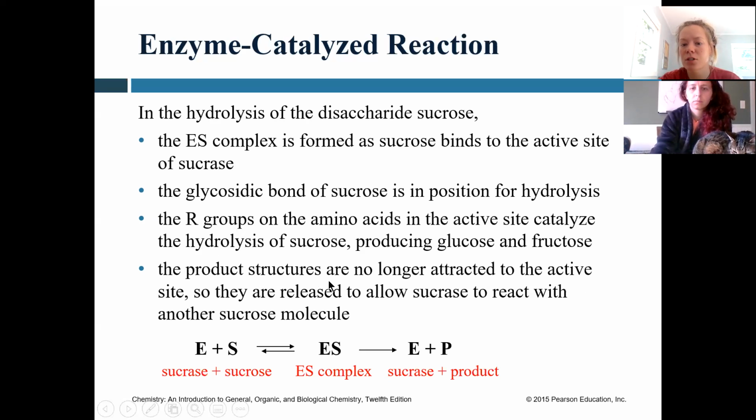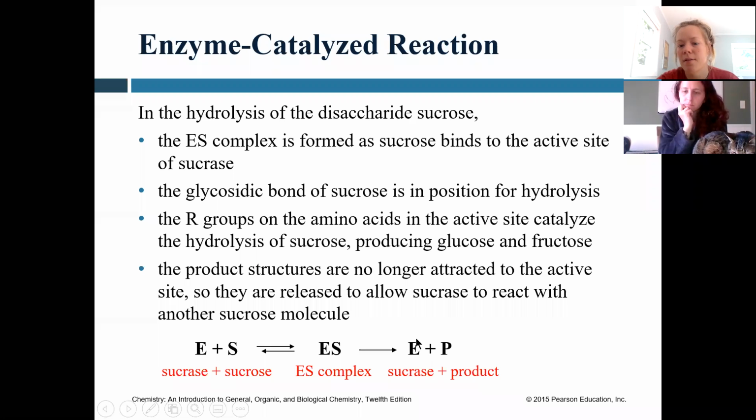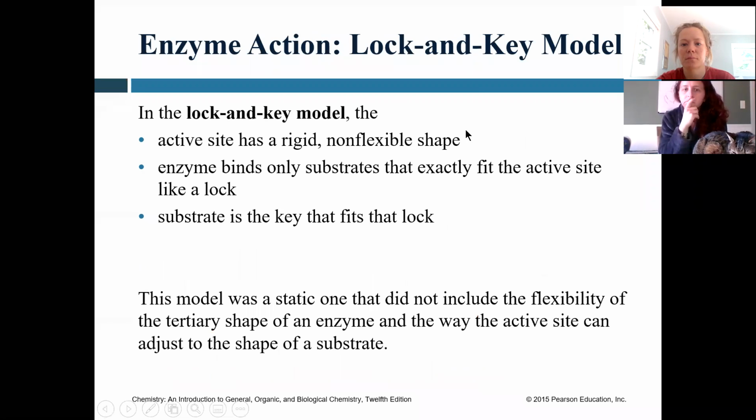The products of the structure are no longer attracted to the active site because it's been changed, so they get released. And we'll be left with our product in this case, which is fructose and glucose, and then the sucrase is unchanged, and we can thread it back in to start the process all over again.